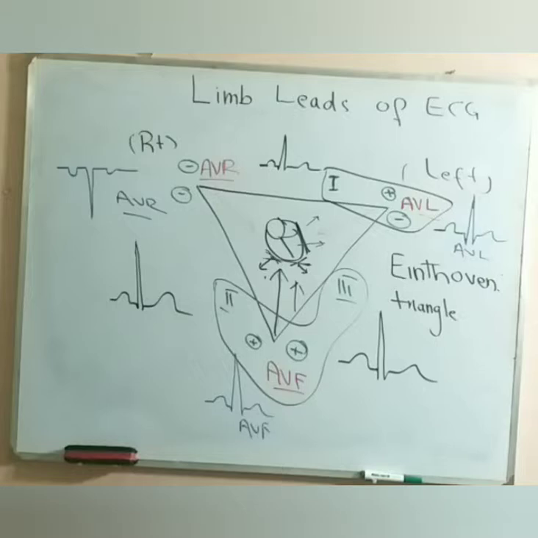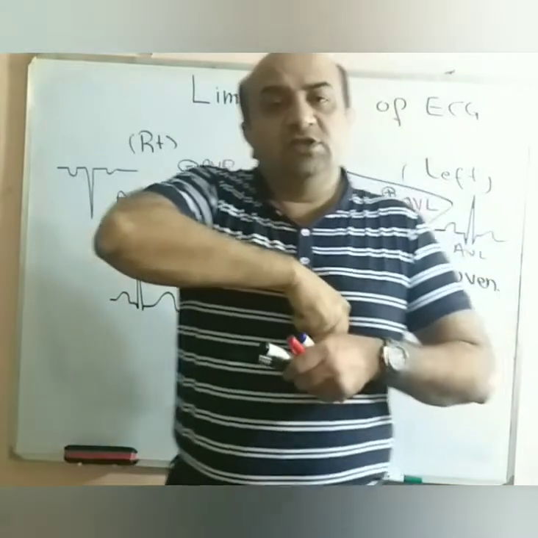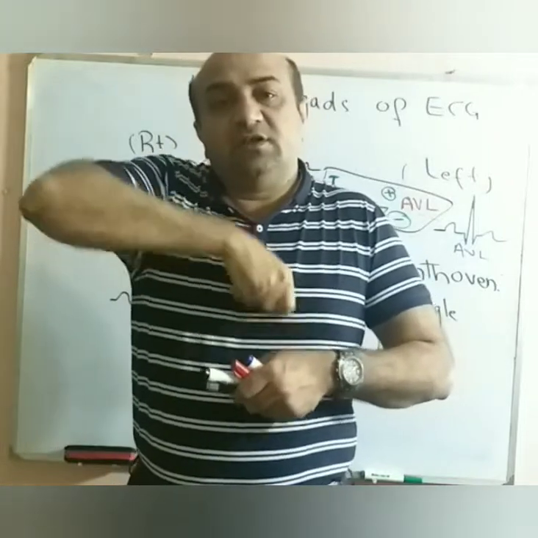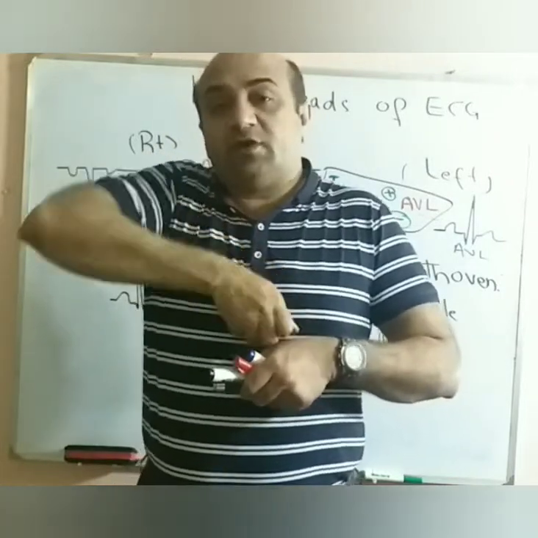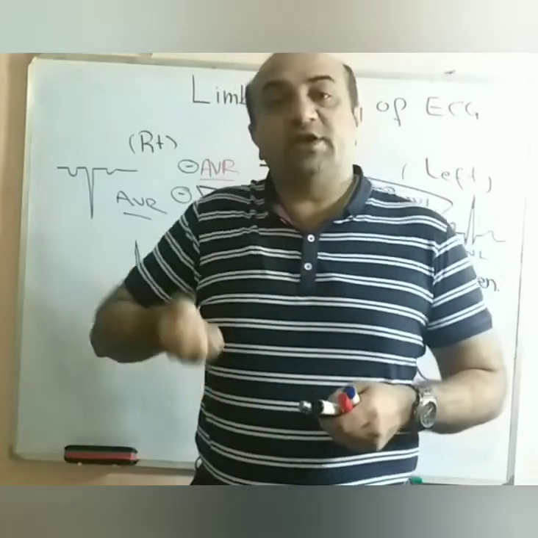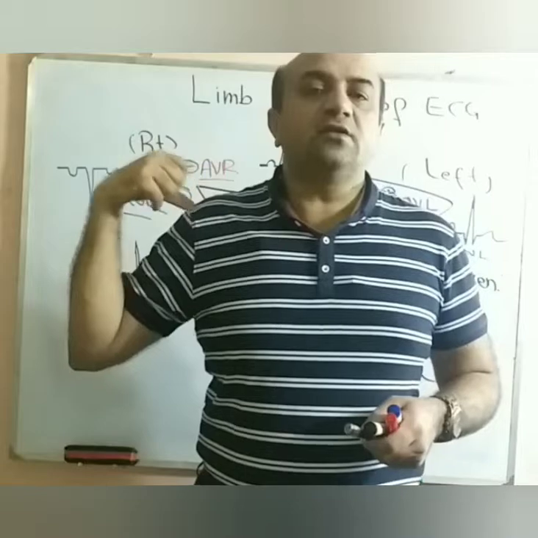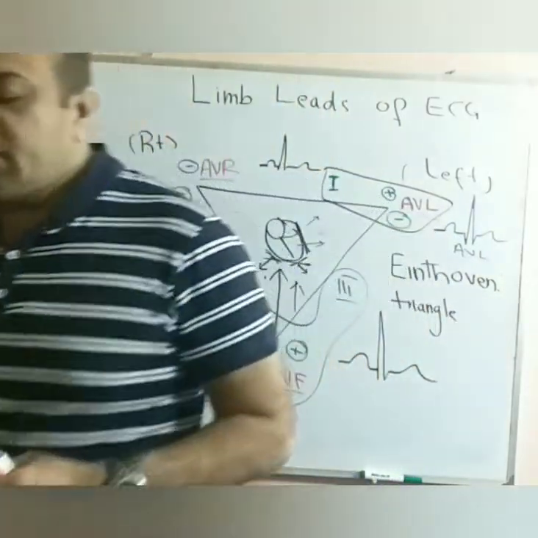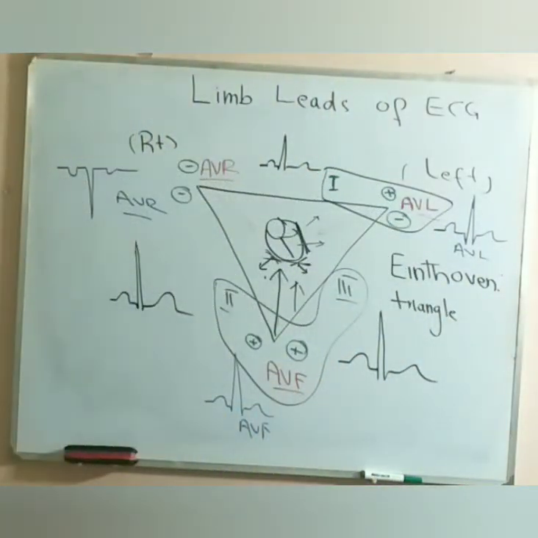But there is another very important case in which AVR will be positive, that is dextrocardia, because normally the heart is located in the chest on the left side of the chest. But if someone has the heart located on the right side, that is known as dextrocardia. In that case, this AVR will become positive. Otherwise, AVR should always be a negative lead. So these are the importance of knowing the positivity and negativity of the limb leads.